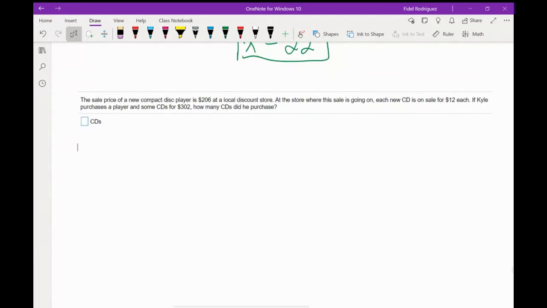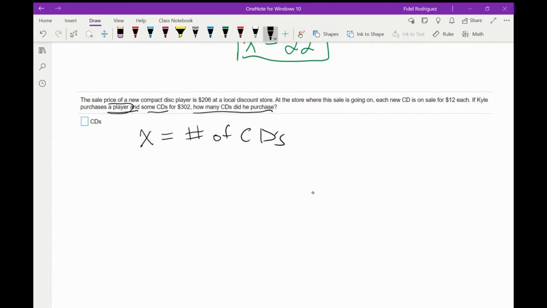So for this next one here, it says the sale price of a new compact disc player is $206 at a local discount store. At the store where the sale is going on, each new CD is on sale for $12 each. If Kyle purchases a player and some CDs for $302, how many CDs did he purchase? Okay, so let's think about how much money Kyle is going to spend. So he's going to buy the player, and he's going to buy some CDs, okay? So since we're looking for the number of CDs, we're going to let X be the number of CDs, right?